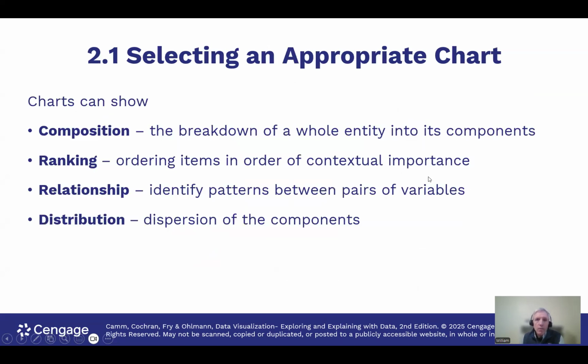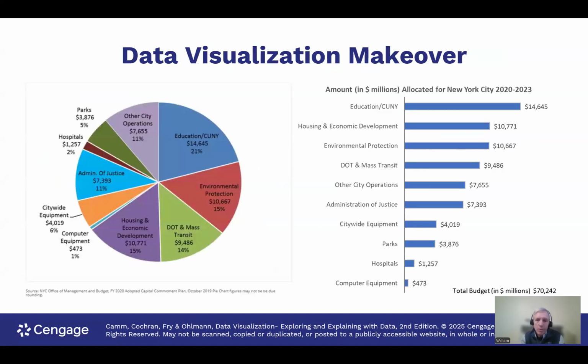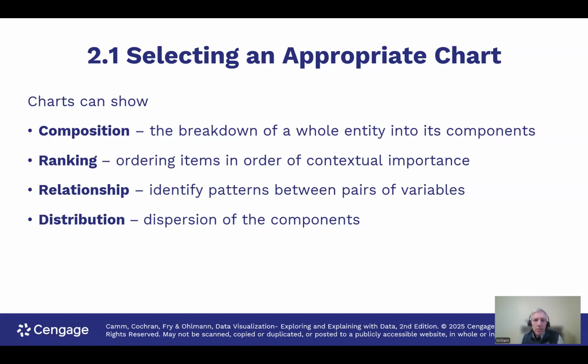So how do we select an appropriate chart? Well, charts can show basically four things. They can show composition. That's the breakdown of a whole entity into its components. That's a lot of what we were doing here, composition. They can show ranking. They can show ordering the items in the order of a contextual importance.